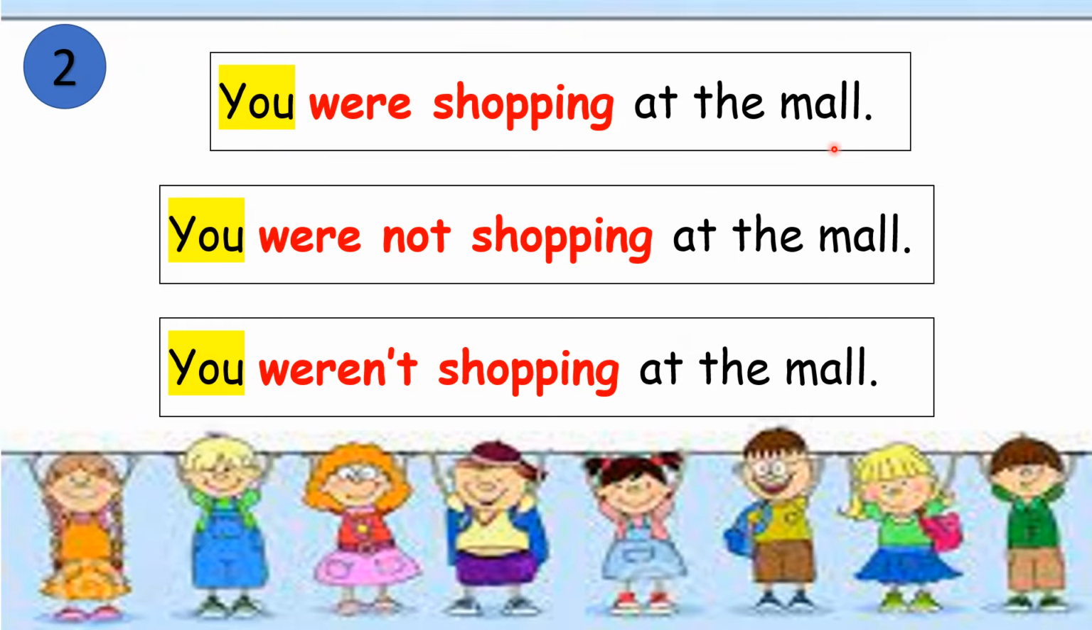You were shopping at the mall. Our sentence begins with you, so we use were. Were is the past tense of are. Shopping, the original verb is shop. Remember, in the past continuous tense, we use was or were plus the verb with ing. You were shopping at the mall. This is a positive or an affirmative sentence. You were not shopping at the mall. Negative sentence. Were not. You weren't shopping at the mall. Also a negative sentence. Weren't is the conjugation of were not.